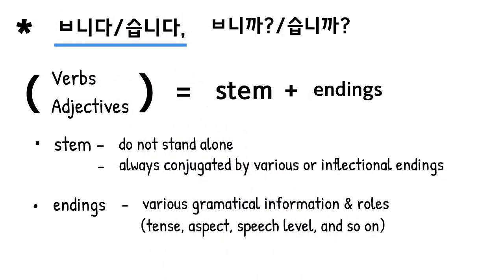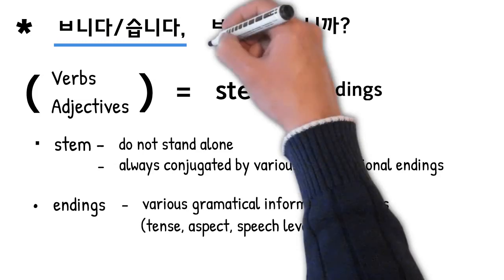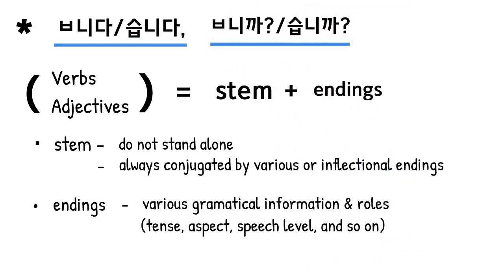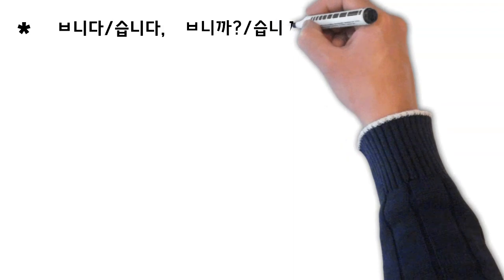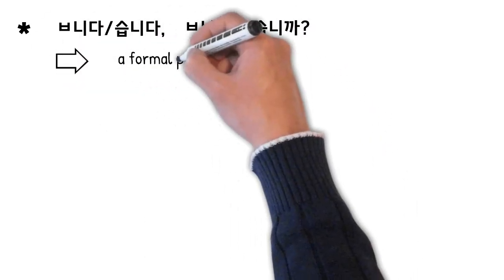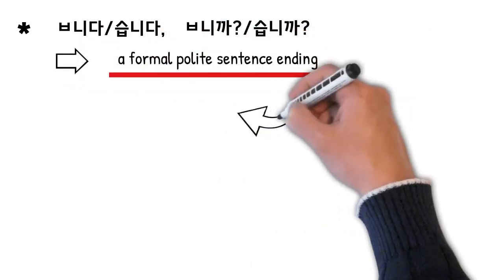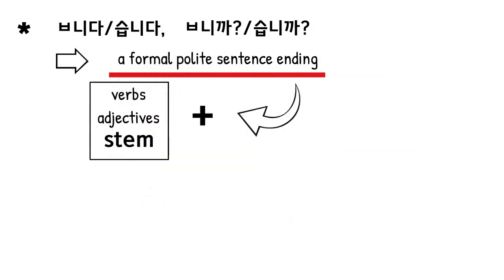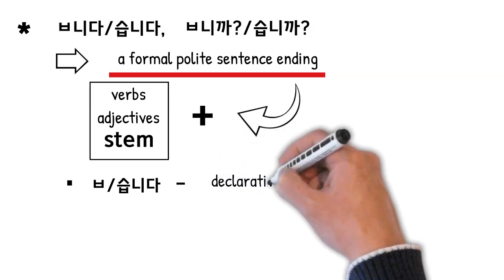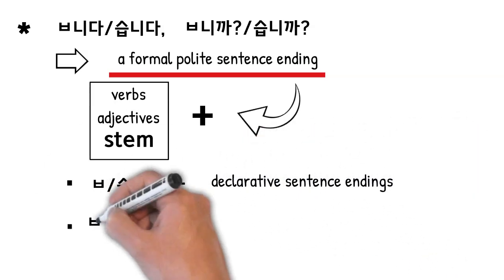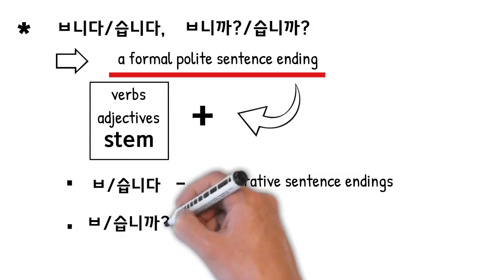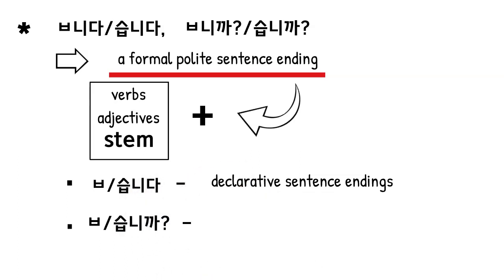비읍니다 or 습니다. 비읍니까 or 습니까 is one of these endings. 비읍니다 or 습니다, 비읍니까 or 습니까 is a formal polite sentence ending which is attached to a verb or adjective stem. 비읍니다 or 습니다 is used for declarative sentence endings, while 비읍니까 or 습니까 is used for interrogative sentence endings.